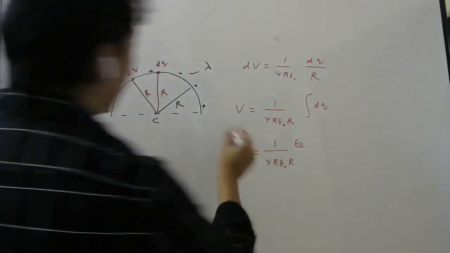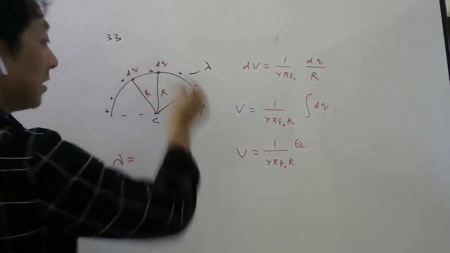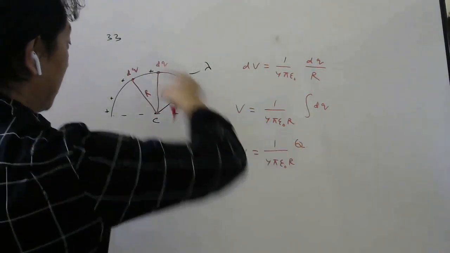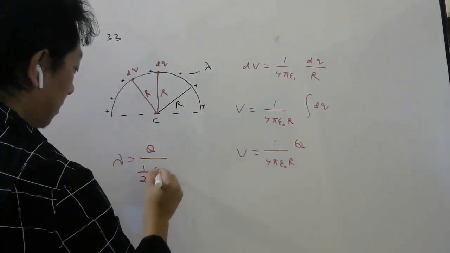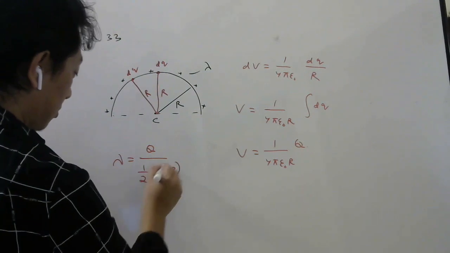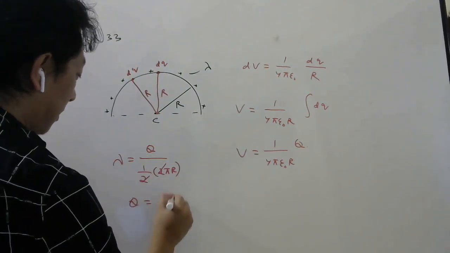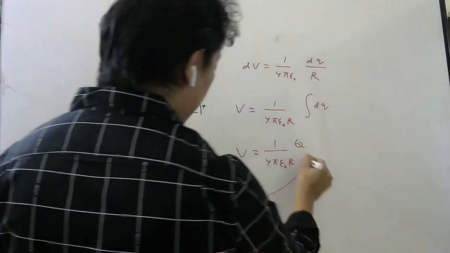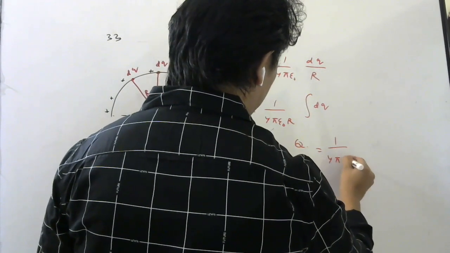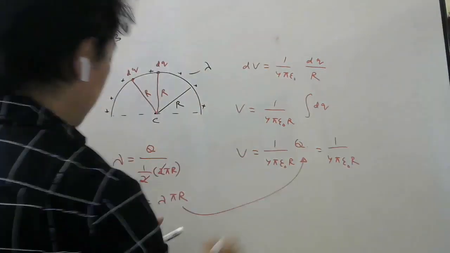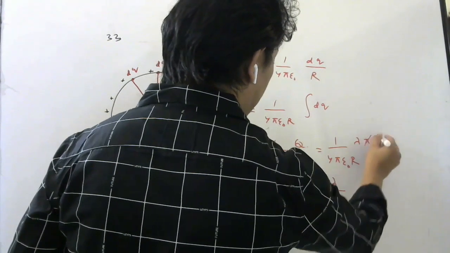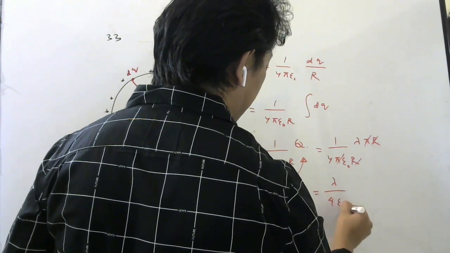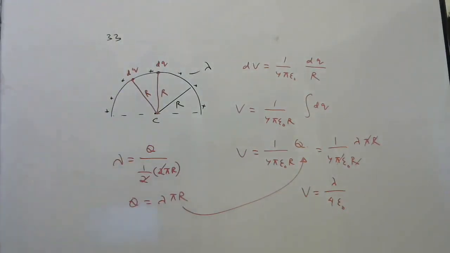Now we have to write in terms of lambda. Lambda is linear charge density. So this charge is the total charge, so total charge divided by length. What is this length? Half of the circumference, 2 pi r, so the 2 cancels. Q will be lambda pi r. So put this q here. What will be your answer? 1 by 4 pi epsilon naught r, and q is lambda pi r. So it will be lambda divided by, pi and r cancel, 4 epsilon naught. So potential at the center will be lambda divided by 4 epsilon naught.